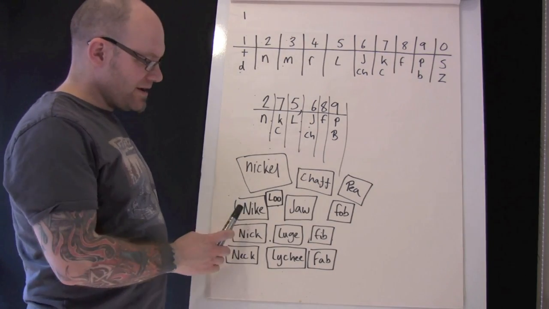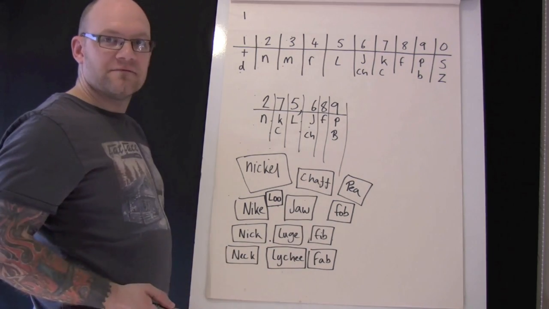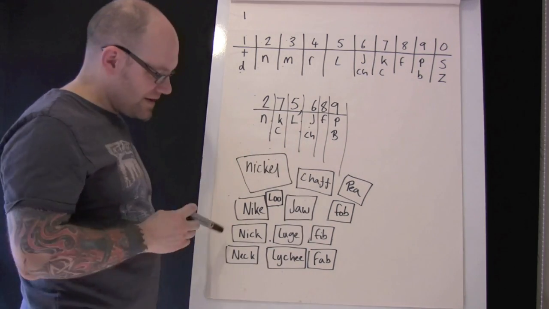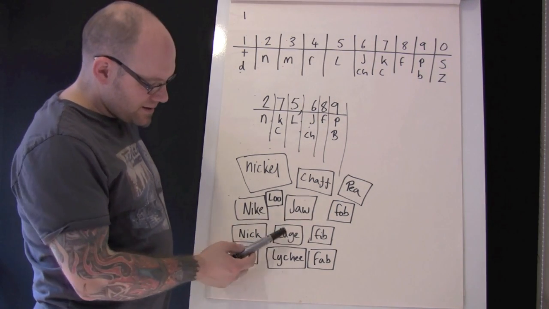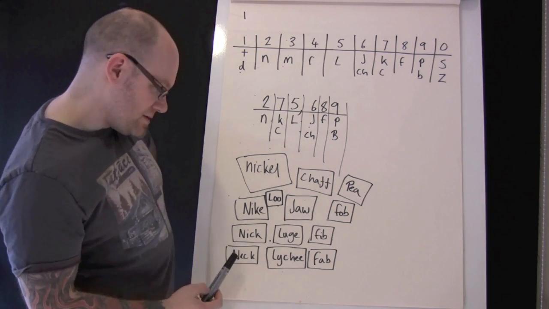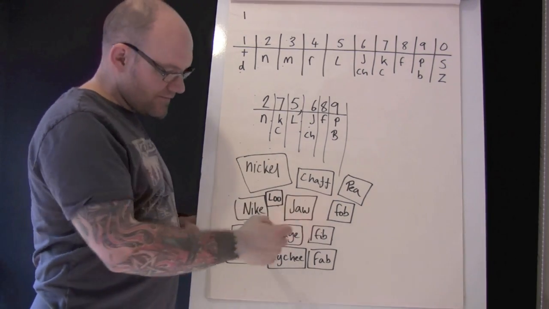So I've gone ahead and created some other mnemonics for this set of numbers. So you could have Nike, Lou, Jaw, Fob, Nick, Luge, Fib, Neck, Lychee, Fab. Or any combination of these.